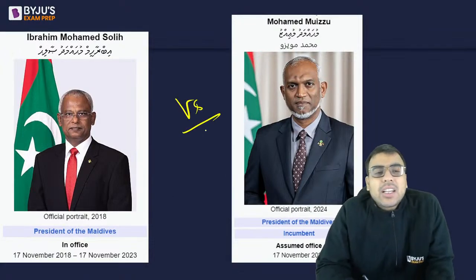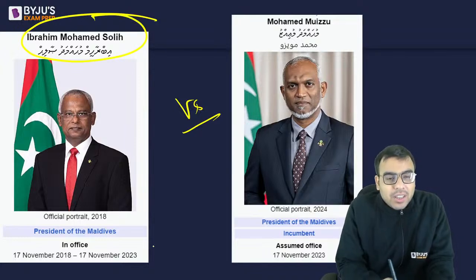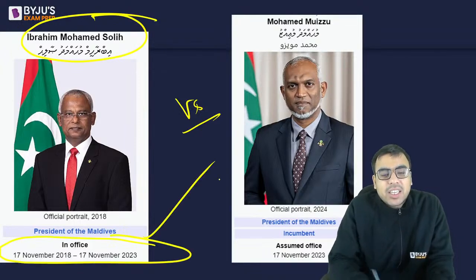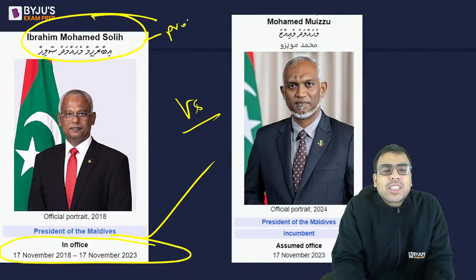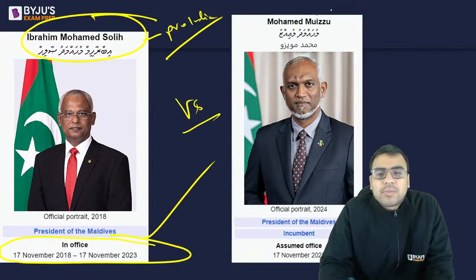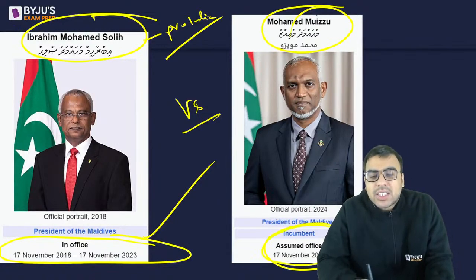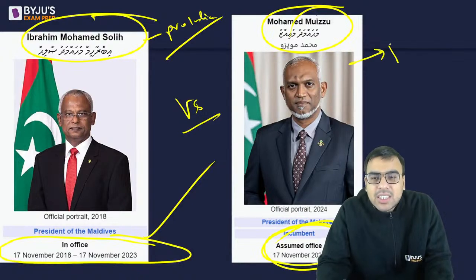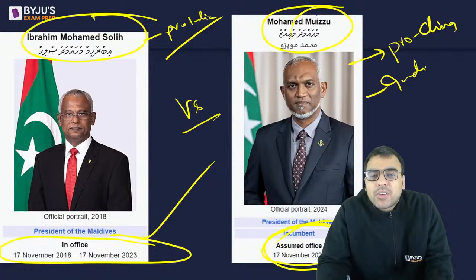Actually, what happened is that recently elections happened in Maldives. Before the election, the president was Ibrahim Mohamed Solih. You can see the dates written here, 17 November 2018 to 2023. He was considered slightly pro-India. And Mohamed Muizzu is the new one. He took charge on 17th November, and he's considered pro-China. He was very famous for the India Out campaign.